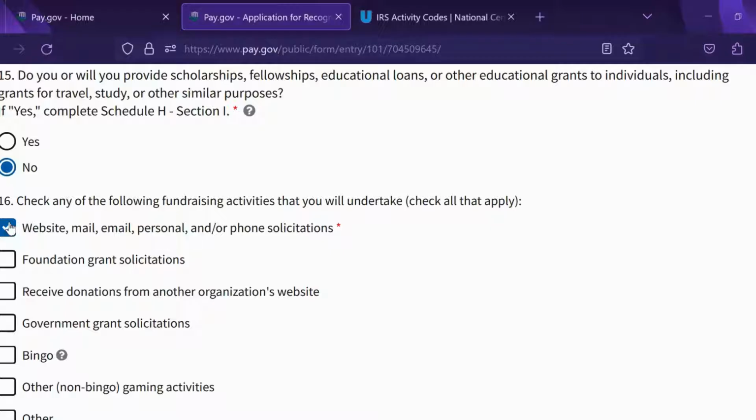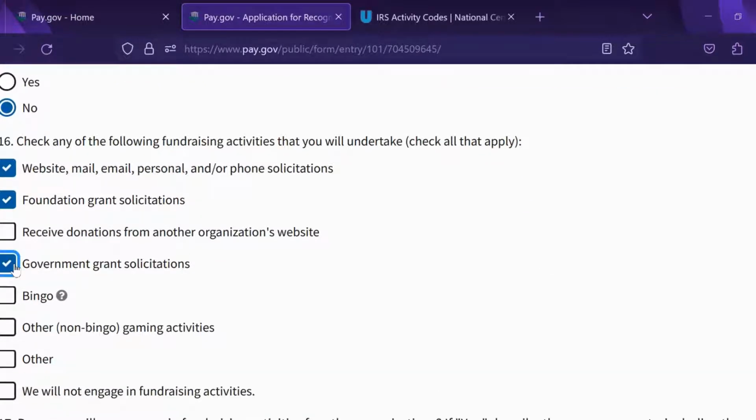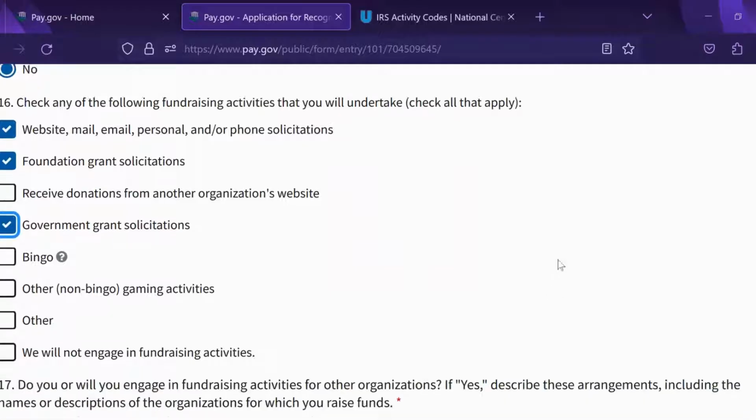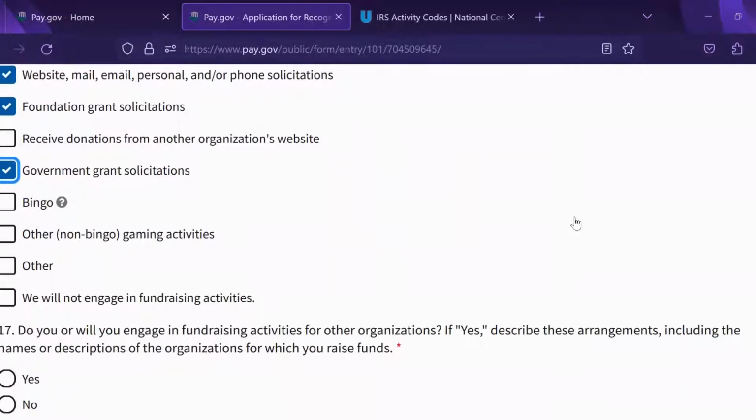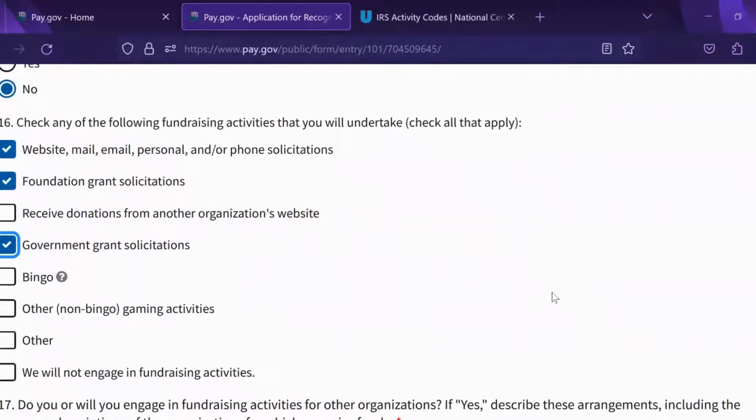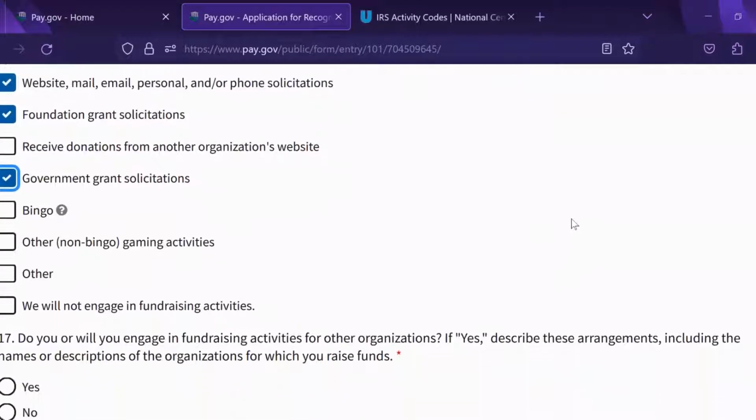Question 16, check any of the following fundraising activities that you will undertake. Website, phone, mail, email, we will do all of those. Foundation grant solicitations, yes. Donations from another organization's website. Government grant solicitations, eventually we will. Bingo, other non-bingo gaming activities, other, we will not be engaging. So we've selected 3 from question number 16.